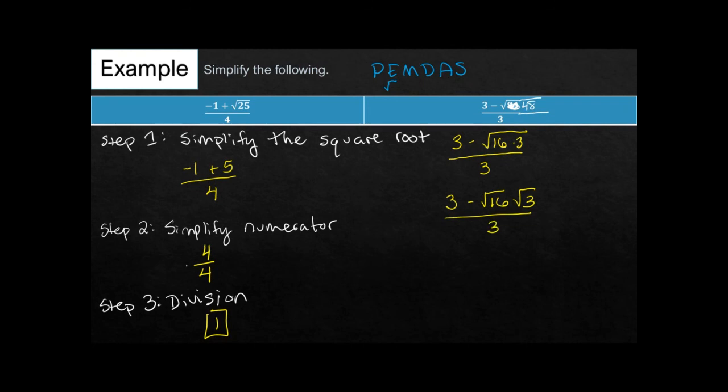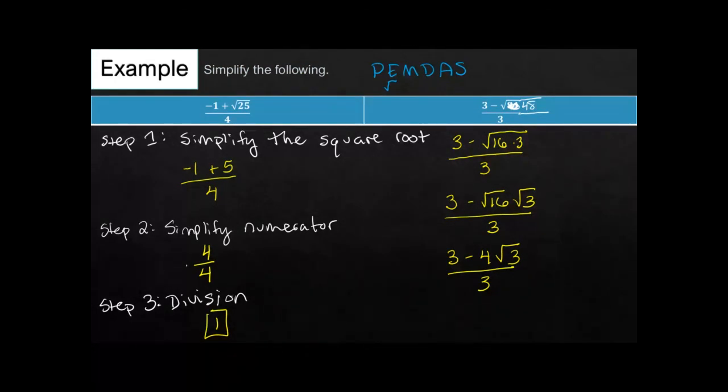And then the square root of 16 is 4. So 3 minus 4 square root of 3 over 3. So now we want to split this up, because on the top here we can't actually simplify the numerator. I can't do 3 minus 4 square root of 3, because the 4 has a square root of 3 but the 3 doesn't. So these are not like terms, because they don't both have a square root part.